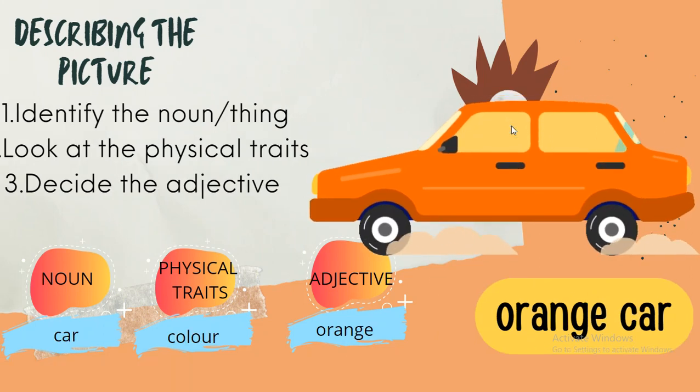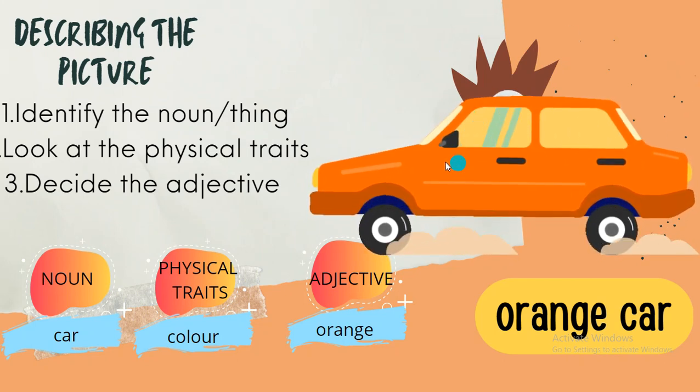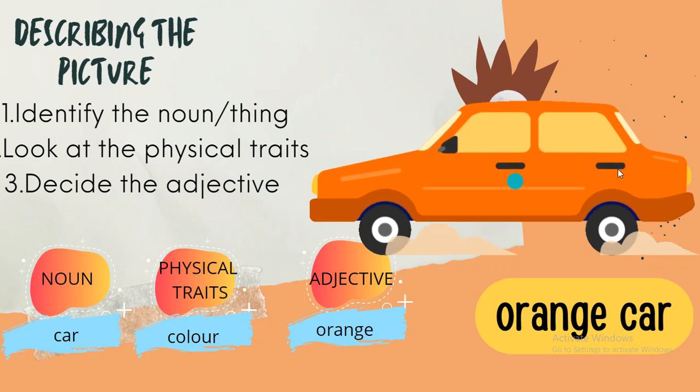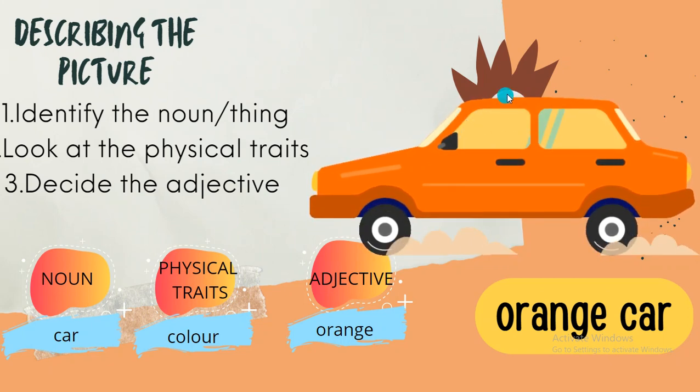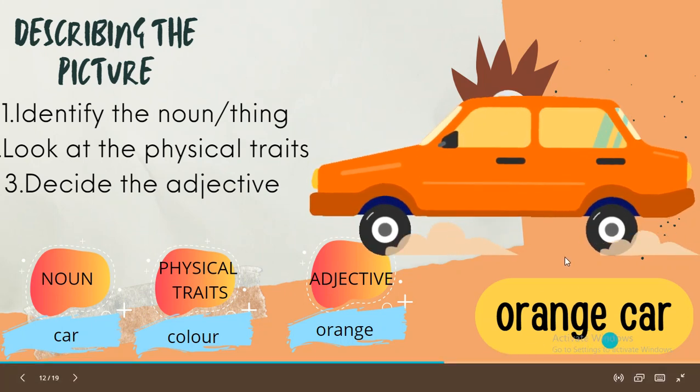Okay, next we have this picture. So we have to identify this, which is a car. Okay, so which physical traits do we want to focus on? Is it the color? Is it the shape? So it's easy if we focus on the color because everyone already knows the color. What is the color? Orange. Very good. Brilliant. So we write it as orange car.